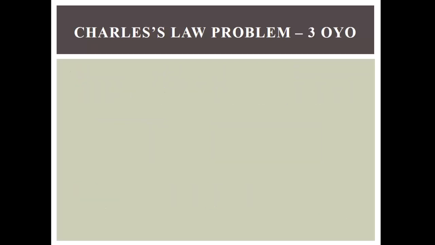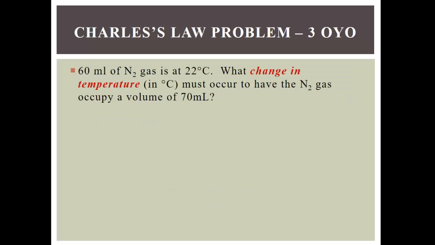Okay, try one more on your own here. 60 milliliters of N2 gas at 22 degrees Celsius. What is the change in temperature in degrees Celsius that must occur to have the N2 gas occupy a volume of 70 milliliters? So it's not wanting the final temperature, it's wanting the difference between the final temperature and the initial temperature. So go ahead, pause the video, and see what you can come up with.